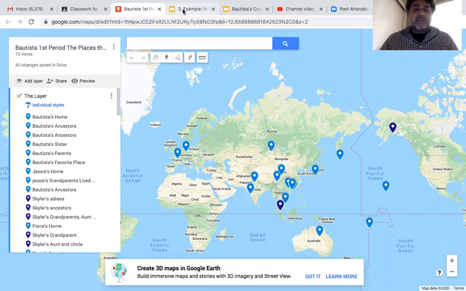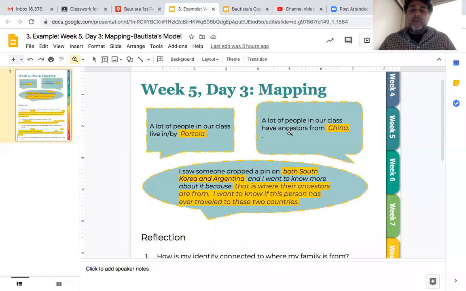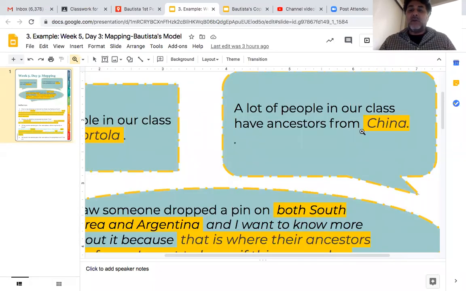So I'm going to go back up to our map. A lot of people in our class have ancestors from, I put China, but you can put from the Asian continent or from Asia. Now, this is the example for first period. It could be that in second period, third period, or fourth period, people's ancestors may come from other parts of the world. So depending on your class period, it might just be that a lot of people from your class have ancestors from other places in the world.